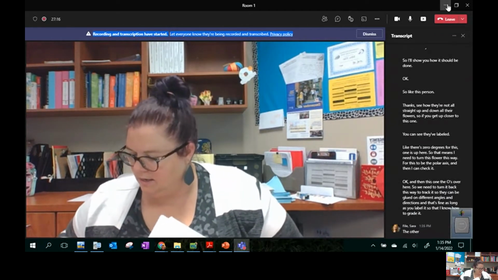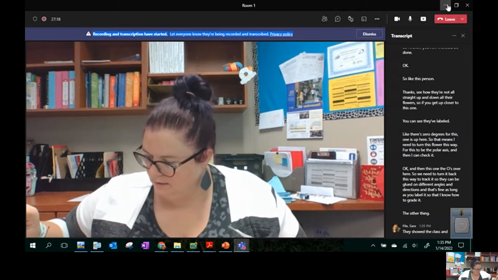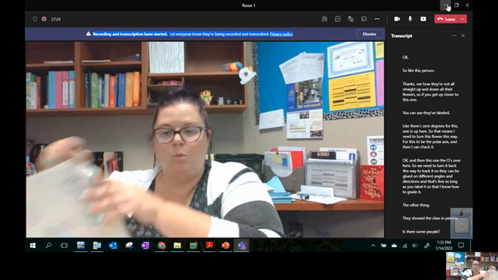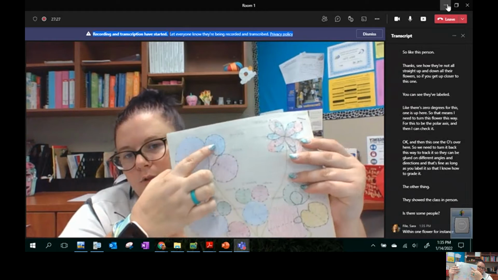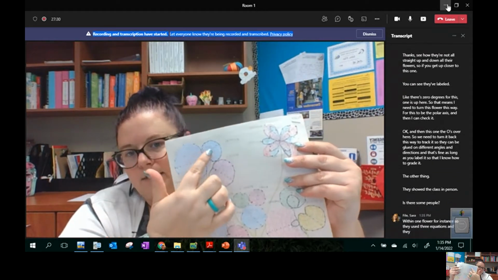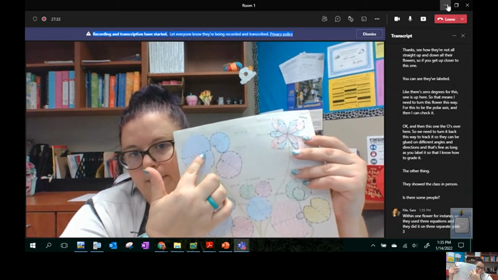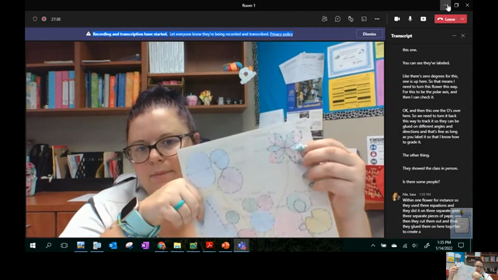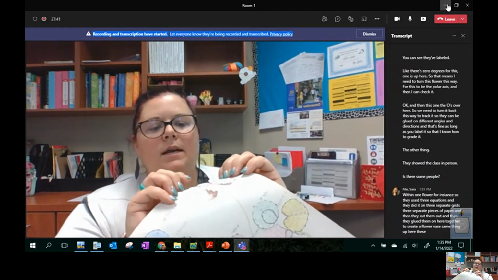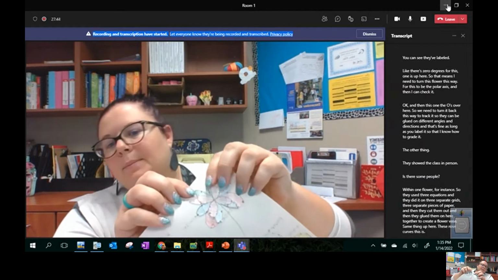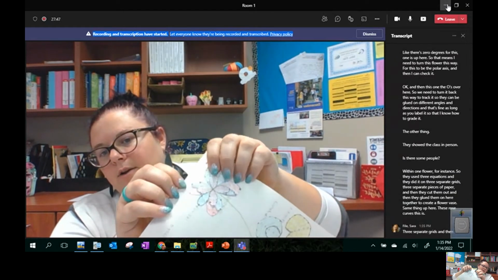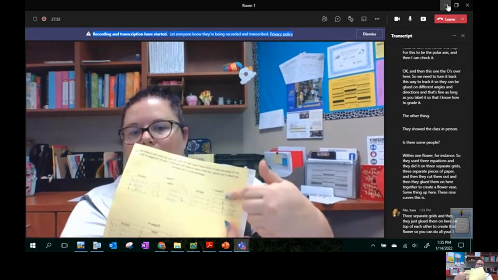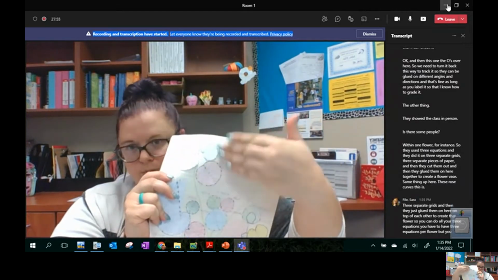The other thing that I showed the class in person is there are some people within one flower, for instance. So they used 3 equations and they did it on 3 separate grids, 3 separate pieces of paper. And then they cut them out and then they glued them on here together to create a flower. Okay, same thing up here, these rose curves. This is 3 separate grids, and then they just glued them on here on top of each other to create that flower. So you can do all your 3 equations. You have to have 3 equations per flower, but you could do it on 3 separate grids and then glue it together.